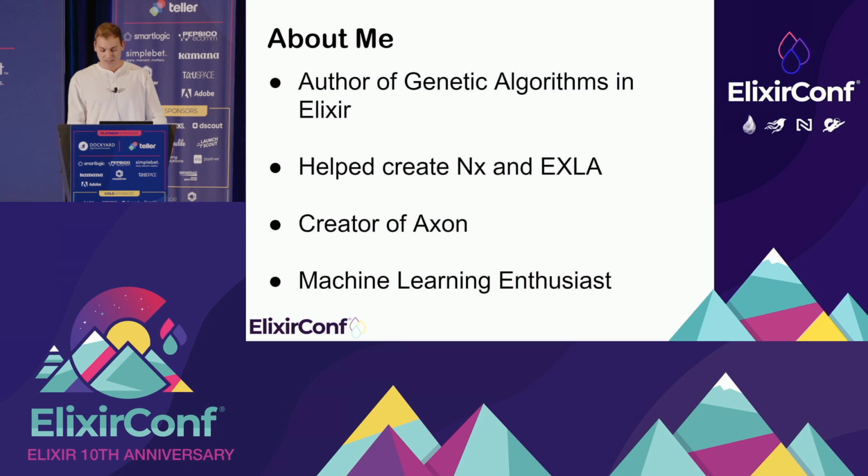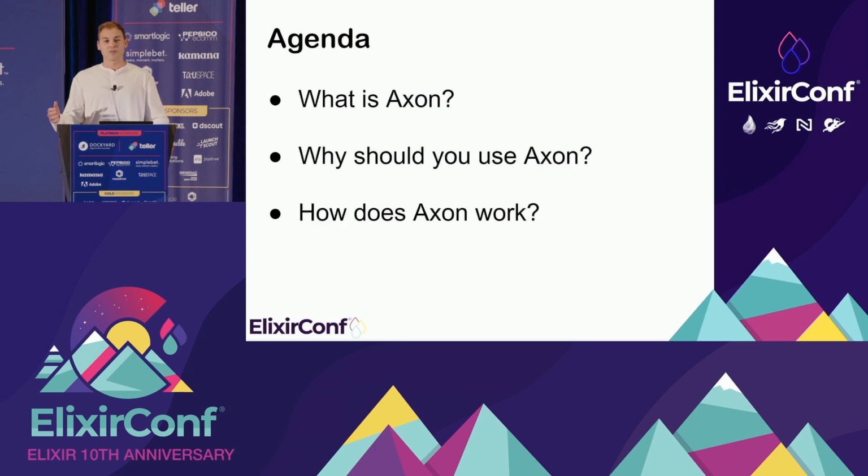There's really three main takeaways from this talk, or questions I'm trying to answer. The first one is, what is Axon? Why should you use Axon? And then how does Axon work? The first two questions are very concrete and very fun. The last one is going to get into some of the technical details, and if you're a beginner in deep learning, it might get a little dense, and I apologize. This is not a talk on what deep learning is, but I think it'll be interesting for everyone regardless of their experience with deep learning.